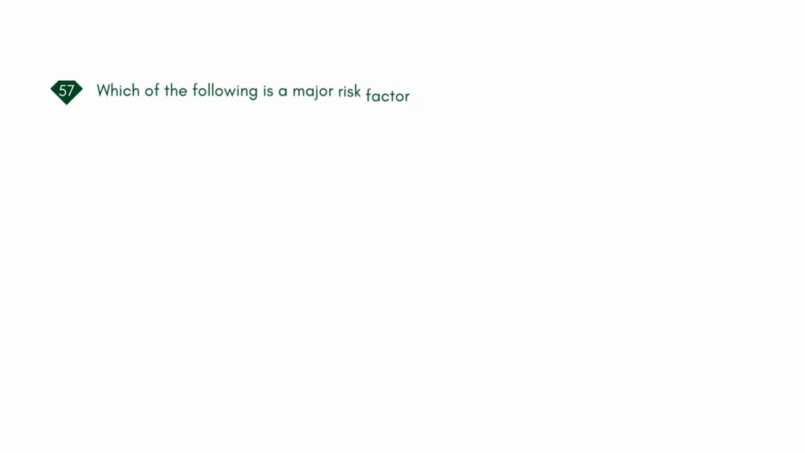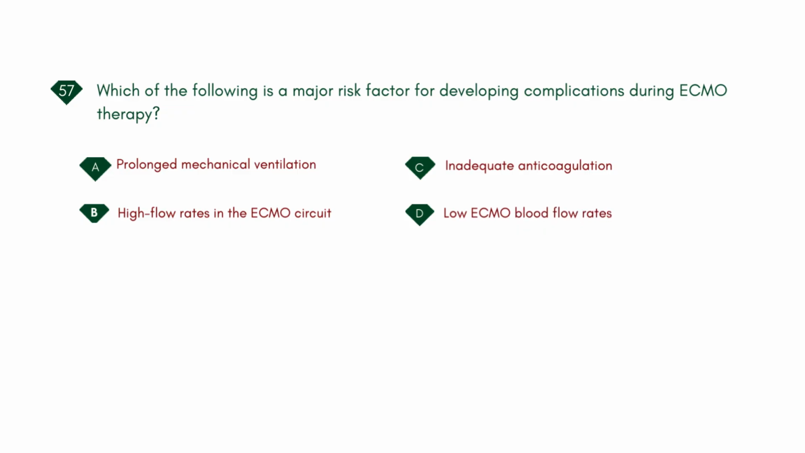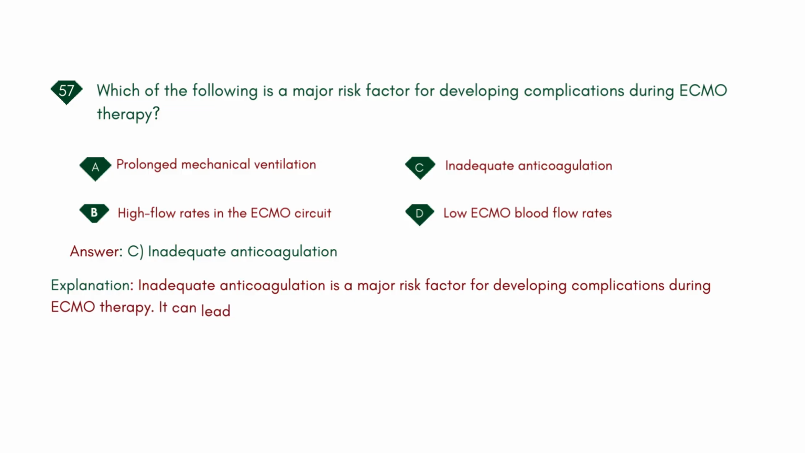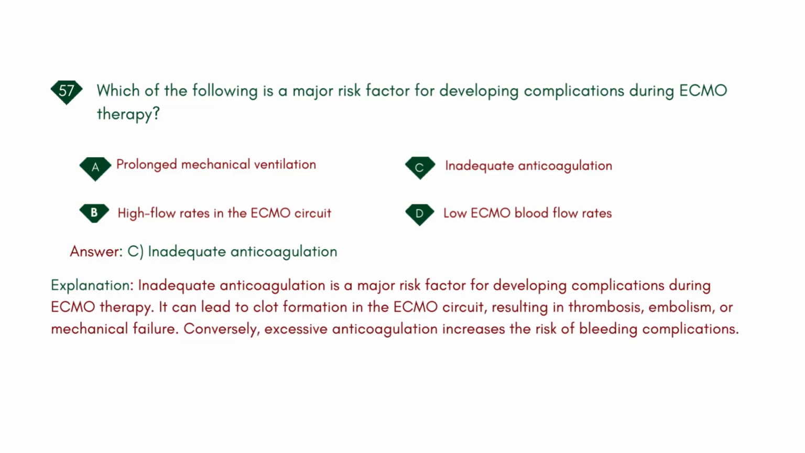Which of the following is a major risk factor for developing complications during ECMO therapy? A. Prolonged mechanical ventilation. B. High flow rates in the ECMO circuit. C. Inadequate anticoagulation. D. Low ECMO blood flow rates. Answer: C. Inadequate anticoagulation. Explanation: inadequate anticoagulation is a major risk factor for developing complications during ECMO therapy.